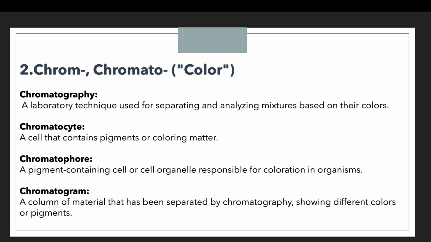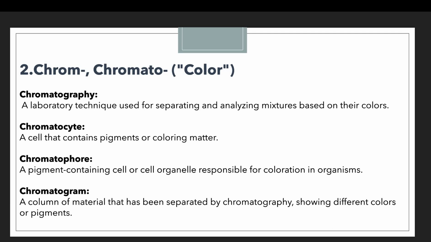Okay, then we have the last example for this chrome or chromato, which is chromatogram. Now what is chromatogram? Chromatogram is a column of a material that has been separated by chromatography. So just assume a scenario where we are using a column of material that has been separated with chromatography, showing different colors or pigments.